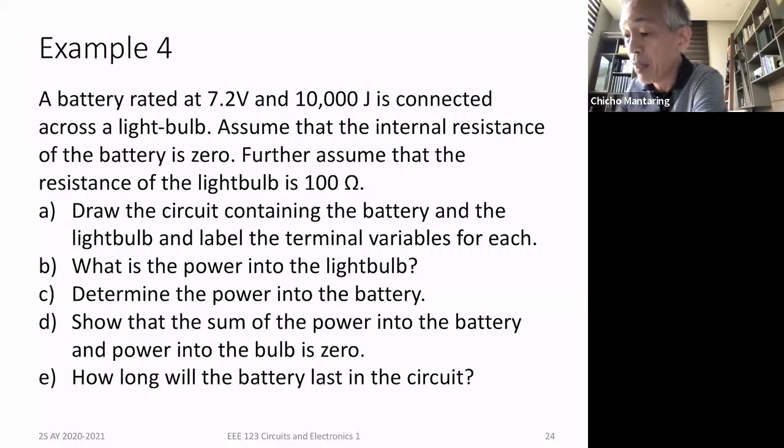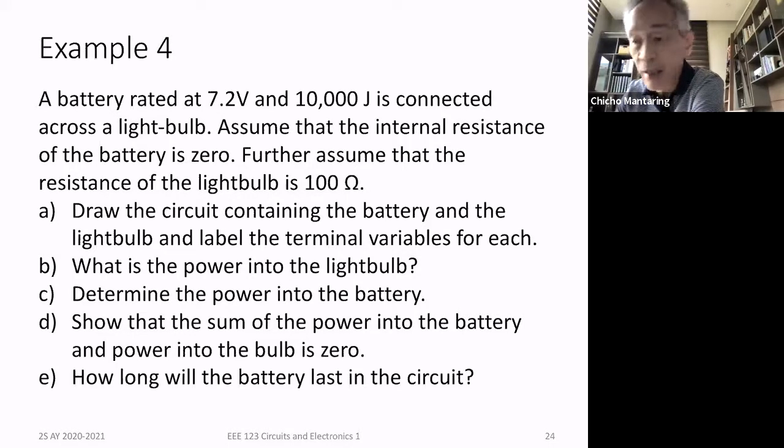Okay, here's another example. A battery rated at 7.2 volts and 10,000 joules is connected across a light bulb. Assume that the internal resistance of the battery is 0. Further, assume that the resistance of the light bulb is 100 ohms. Letter A, draw the circuit containing the battery and the light bulb and label the terminal variables for each. Letter B, what is the power into the light bulb? Letter C, determine the power into the battery. Letter D, show that the sum of the power into the battery and the power into the light bulb is 0. And how long will the battery last in the circuit?